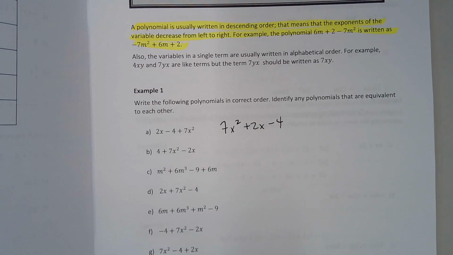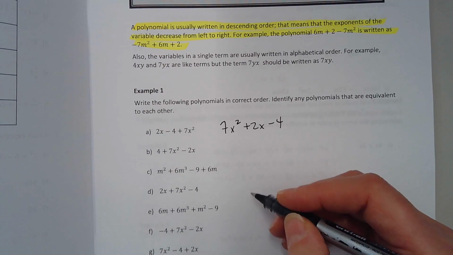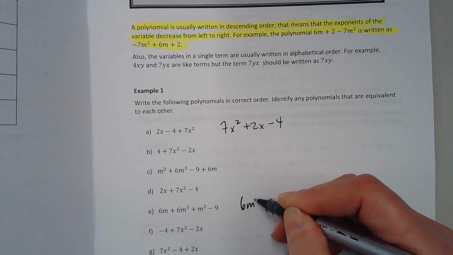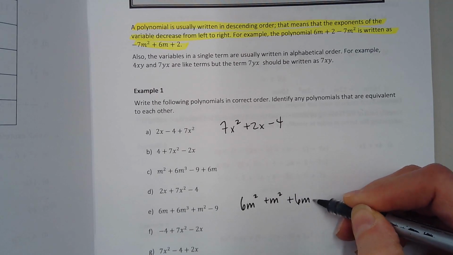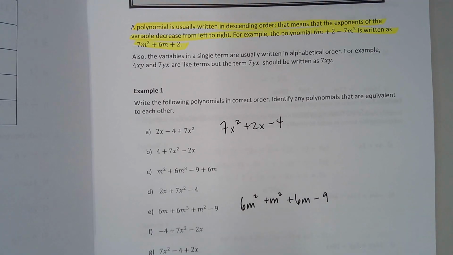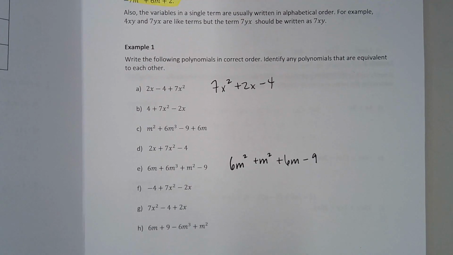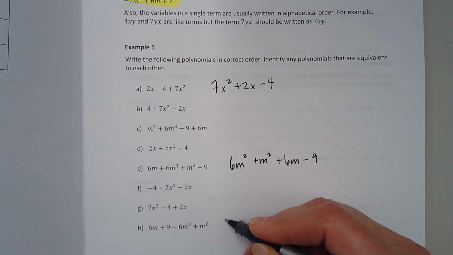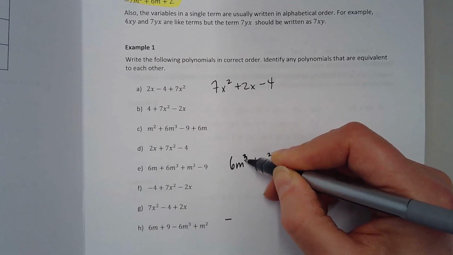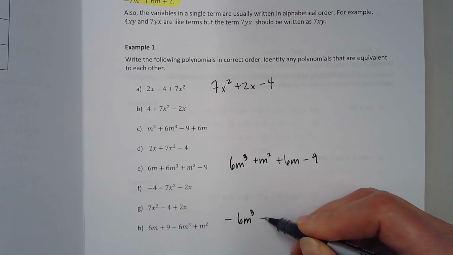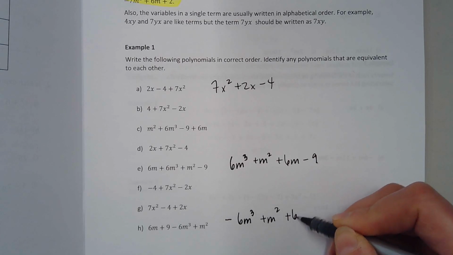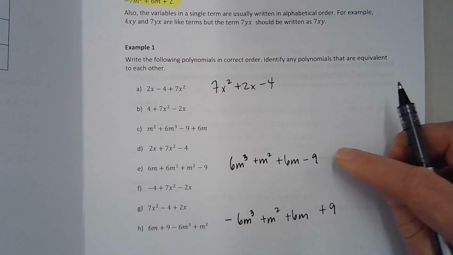Let's jump to a larger one. Let's jump to E. Which one should be written first? 6m cubed, right? And then a positive m squared, then a positive 6m, and then the negative 9. Okay? So one of the things was to write them all in the same order. Are any of them identical? Let me jump to H. If I wrote this in the proper order, whoops, that's a cubed. Yeah, thank you. This would be negative 6m cubed, positive m squared, positive 6m, positive 9. Are they identical?